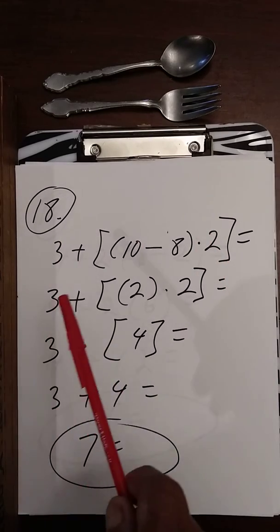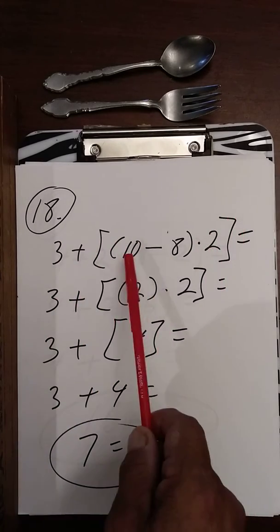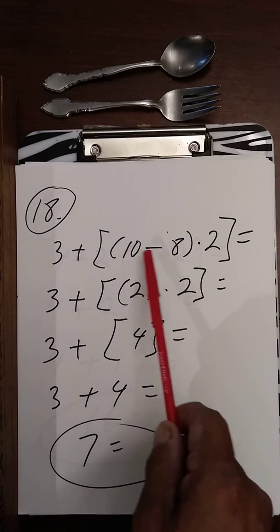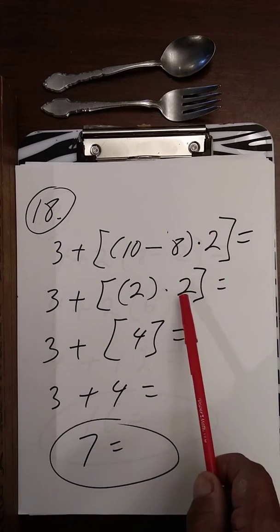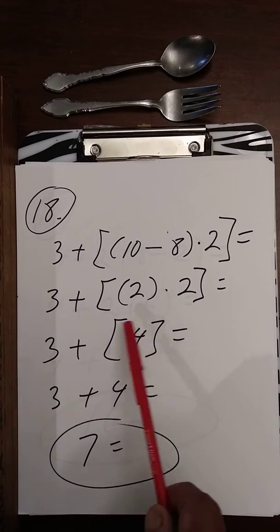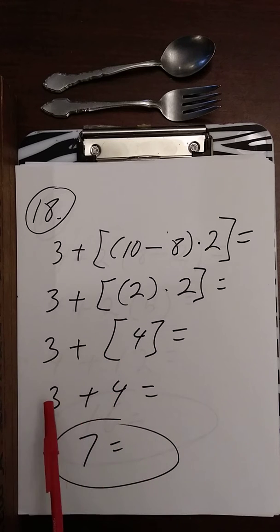Order of operations again. Inside here we have 10 minus 8. Let's do that first. It's going to be 2. Times the 2, it's going to be 4. So now take this off. So we have 3 plus 4. And that's 7.